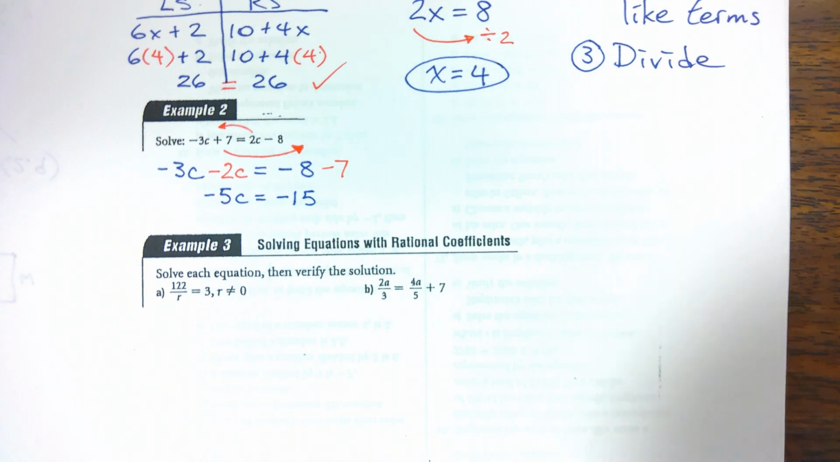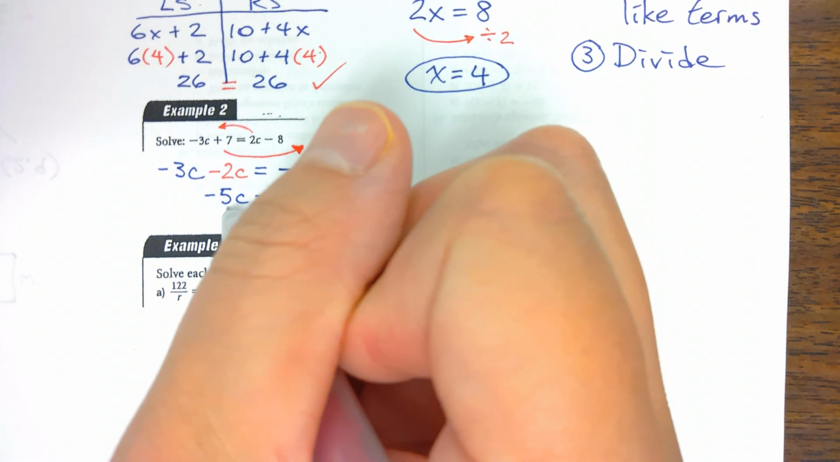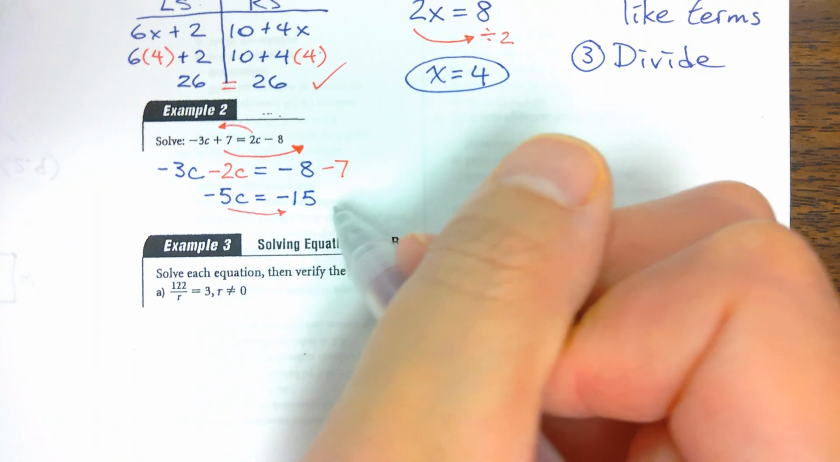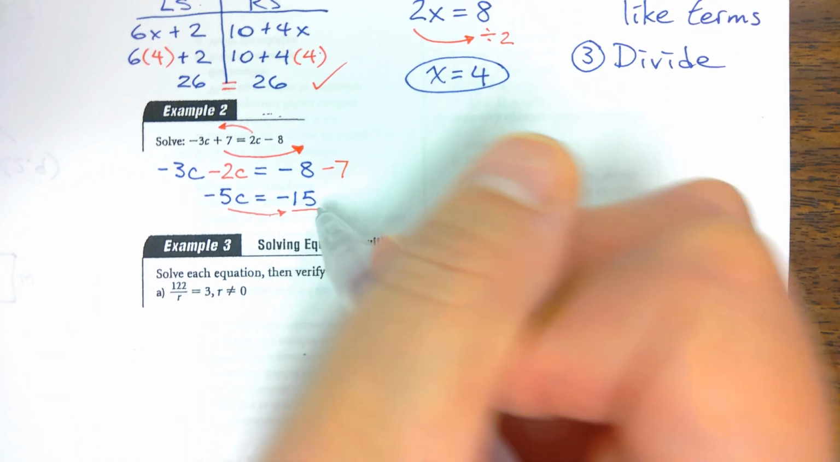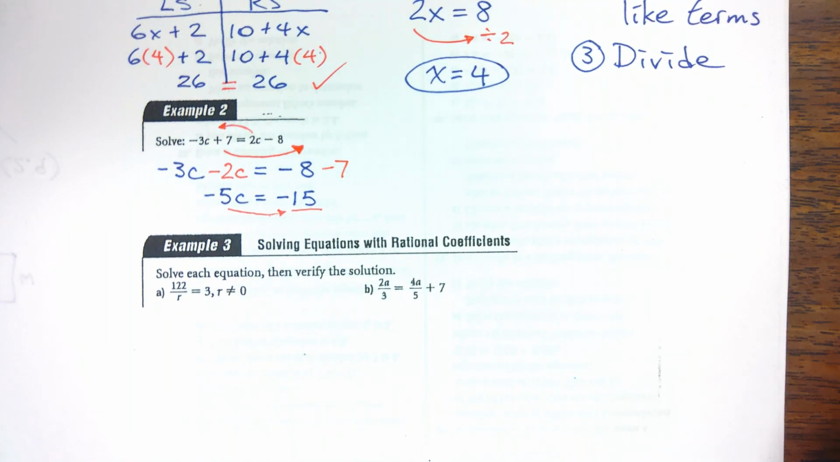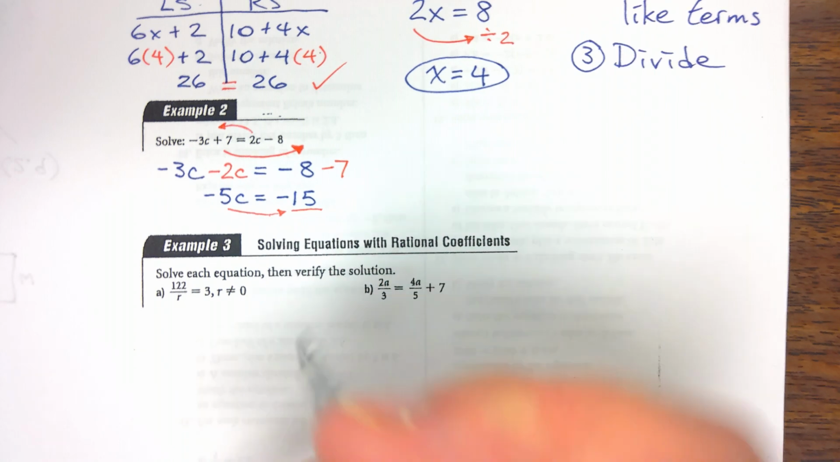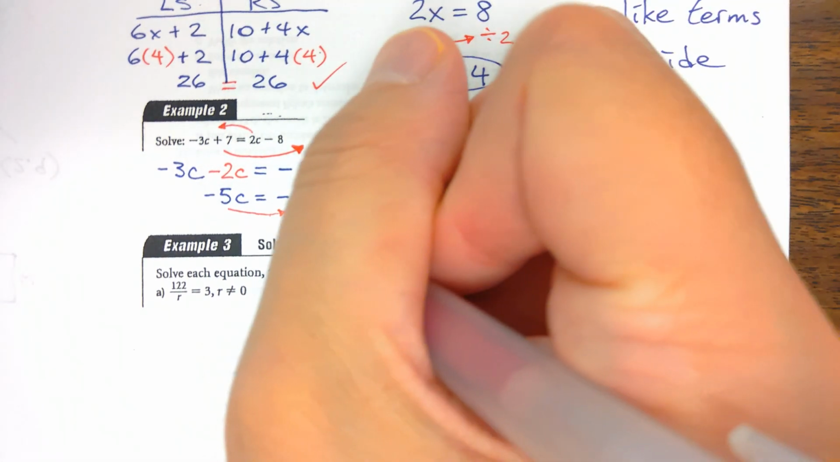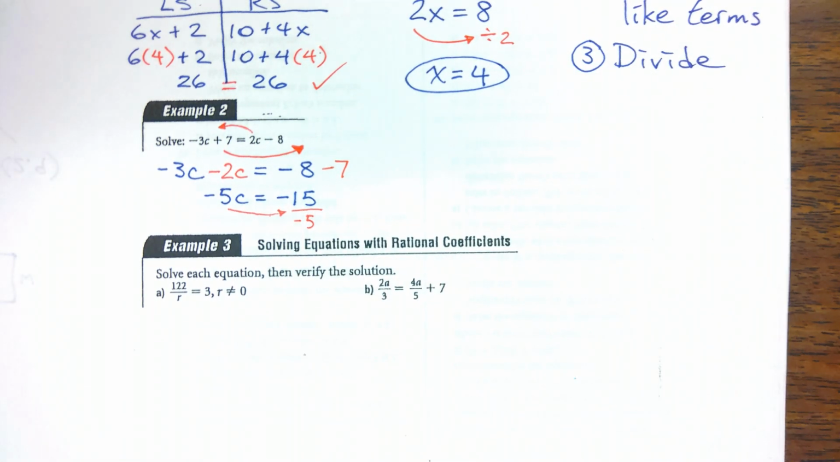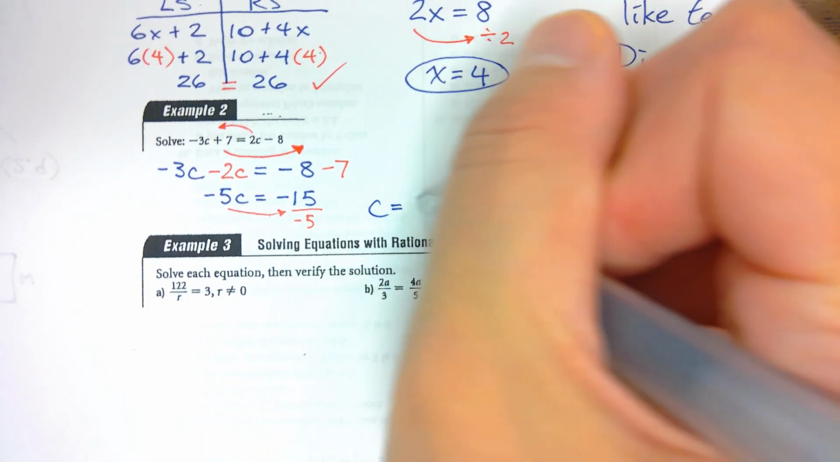Alright, just like in the first question, just like the homework question. What do I divide here by? Armin, what do you think? What do I divide by? Negative 5. Good job. Not just 5, but -5. So c equals 3.